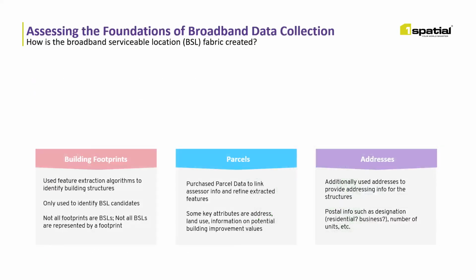So let's talk about the underlying data set for the FCC's fixed availability maps as part of the broadband data collection, and that would be the Broadband Serviceable Location, or BSL Fabric. The BSL Fabric utilized 2 machine learning models, with which they extracted structures from imagery and identified which structures within a parcel would make the best candidate for BSL if it's not already been established as a BSL.